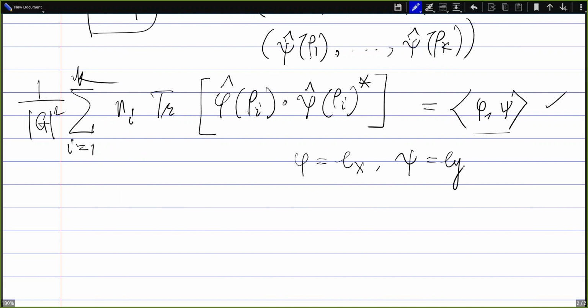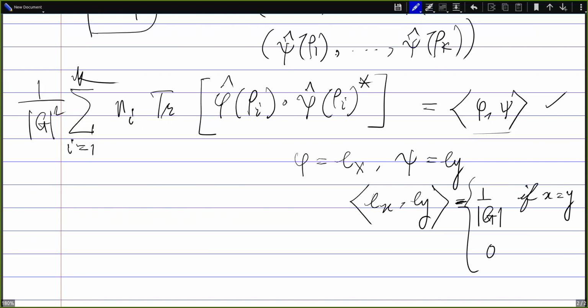Okay, so when this is e_x and e_y, what happens to the inner product? What is the inner product of e_x and e_y? This is just 1 by the order of G, then a typical sum will come. You see the sum is 1 if x equals y, otherwise it is 0. So in this case, the inner product of phi and psi becomes the following: if x equals y, then this is 1 by the order of G, 0 otherwise.